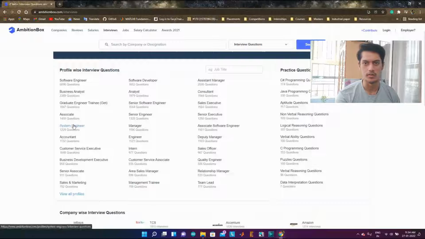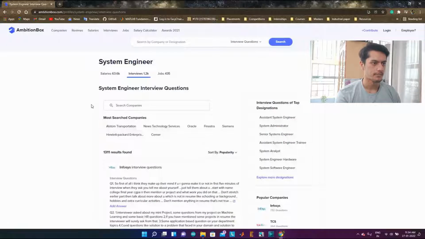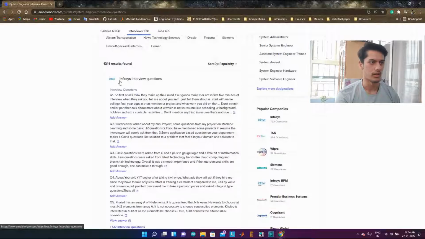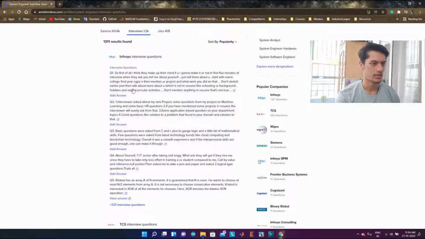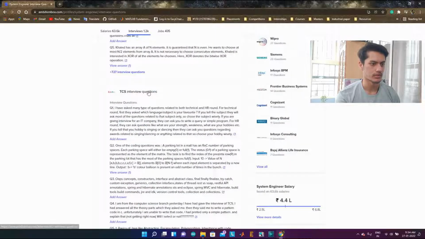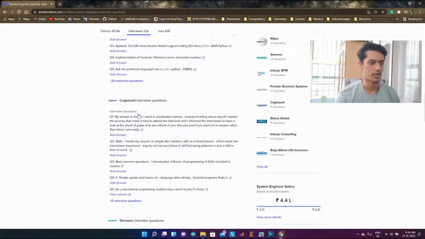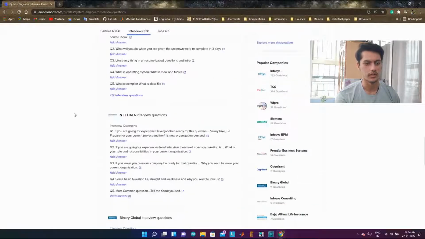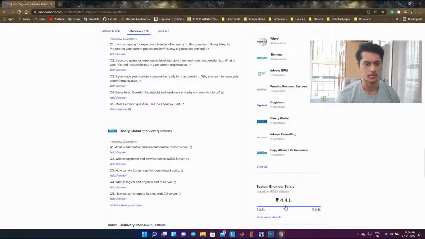So imagine I click on systems engineer. There are a lot of questions sorted by the company name. So here it says Infosys interview questions, and there's the question with an answer. TCS interview questions, Wipro, Cognizant, Siemens, Infosys BPM, and many more. And right here at the corner, it also shows what your salary range is, and on average it is around 4.5 lakhs.